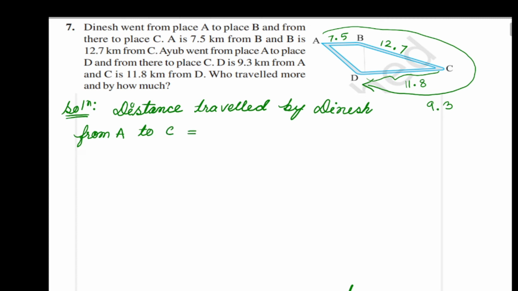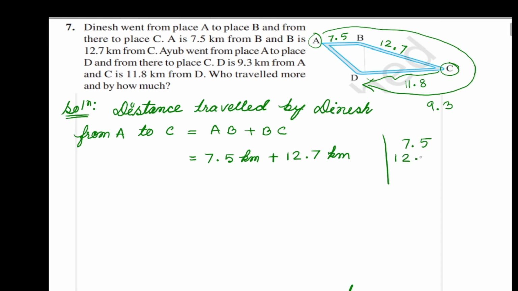From A to C will be what? A to B, from A to C, it will be AB plus BC. So it will be 7.5 kilometer plus BC, which is 12.7 kilometer. So how to do the addition? 7.5, 12.7. Always the point will be in the same line. 5 plus 7, 12, carry 1. 7 plus 2, 9 plus 1, 10, 0. So it will be 20.2 kilometer.